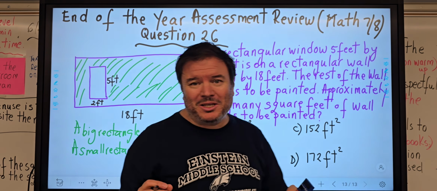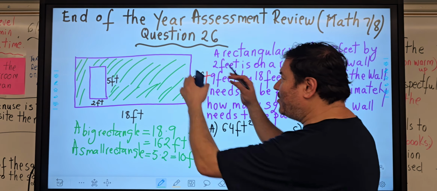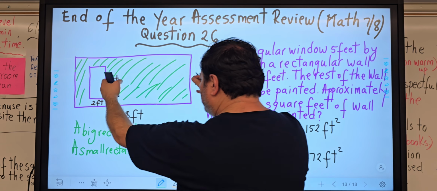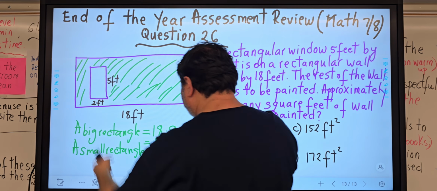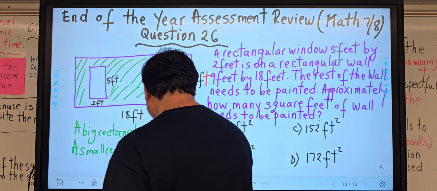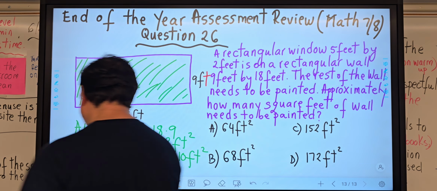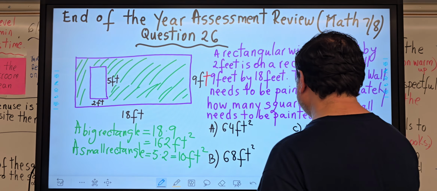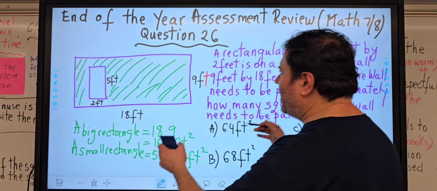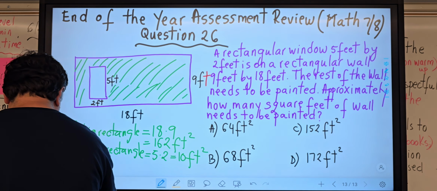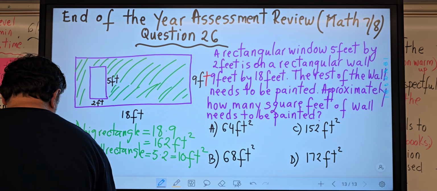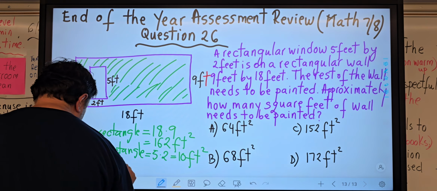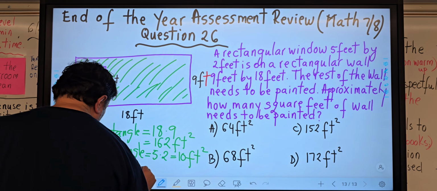And remember what I said. We have to subtract now the area of the entire wall minus the area of the window. So we are going to subtract those two numbers. Actually we are looking for how many square feet of the wall needs to be painted, the area of the shaded region.